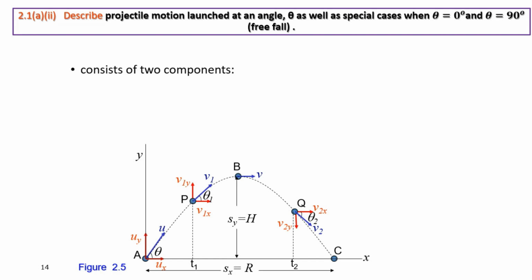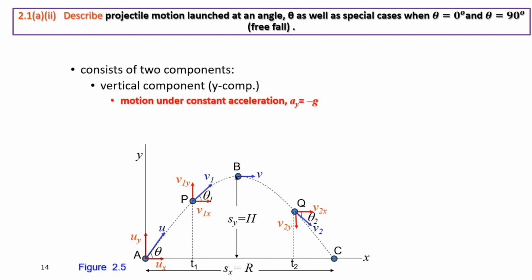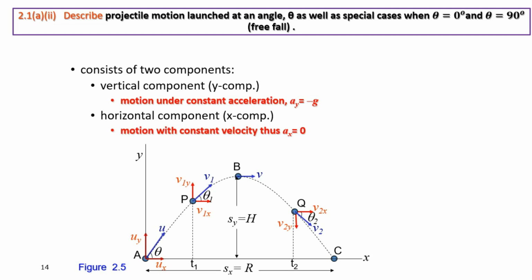So, projectile motion consists of two components. The first component is the vertical component, or y component: motion under constant acceleration, ay equal to negative g. The second component is the horizontal component, which is the x component. This means motion with constant velocity, so ax equal to 0.